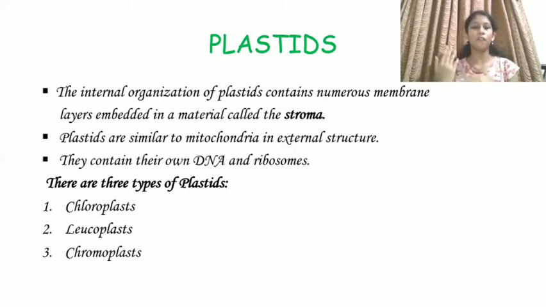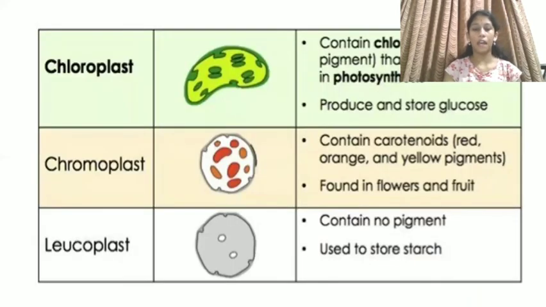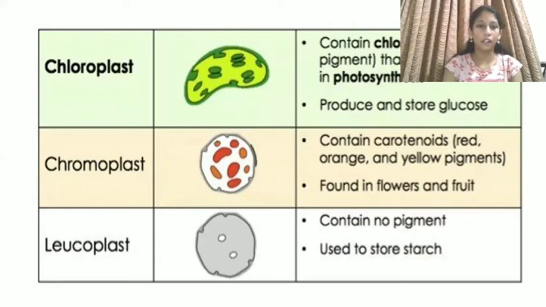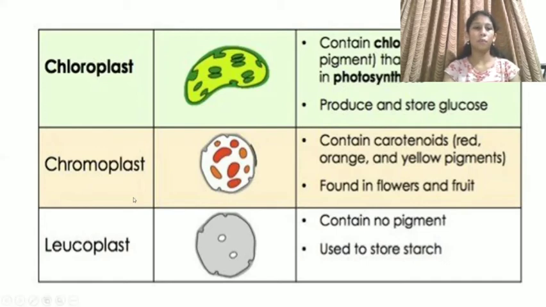Plastids are of three types: chloroplast, leucoplast and chromoplast. This is a table of plastids. Chloroplast looks like this, chromoplast looks like this, and leucoplast looks like this. We are going to study chloroplast, chromoplast and leucoplast in the further slides.